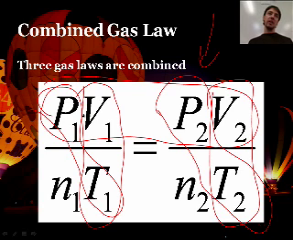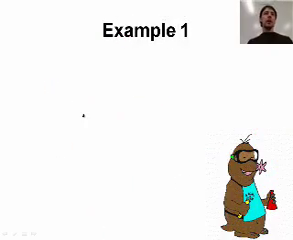Now if everything changes, you plug everything in. You do a combined problem. If only one thing or two things change, you plug in the two that change and you ignore everything else. Alright, so let's do a few example problems with this.